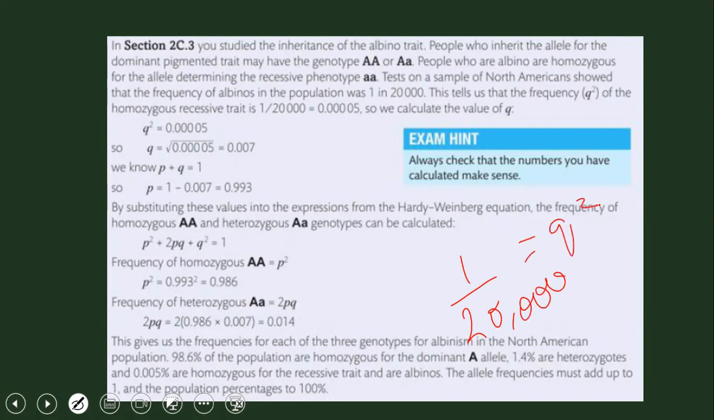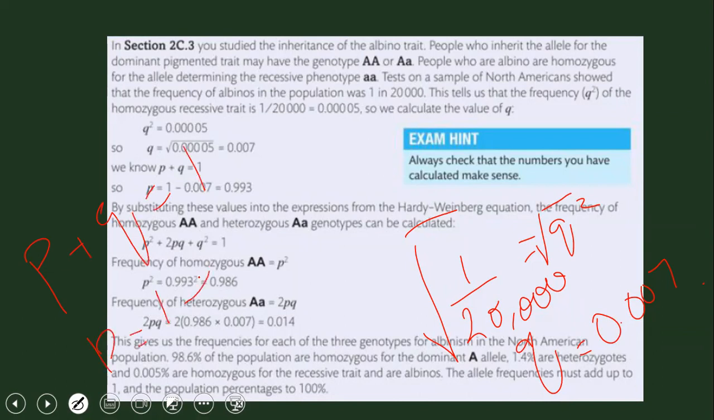So 1/20,000 is equal to q squared. To calculate q, you will take the square root. So q is going to come out as 0.007. Now, remember how we said p plus q is equal to 1. So p is equal to 1 minus q. p is equal to 1 minus 0.007. p is equal to 0.993.